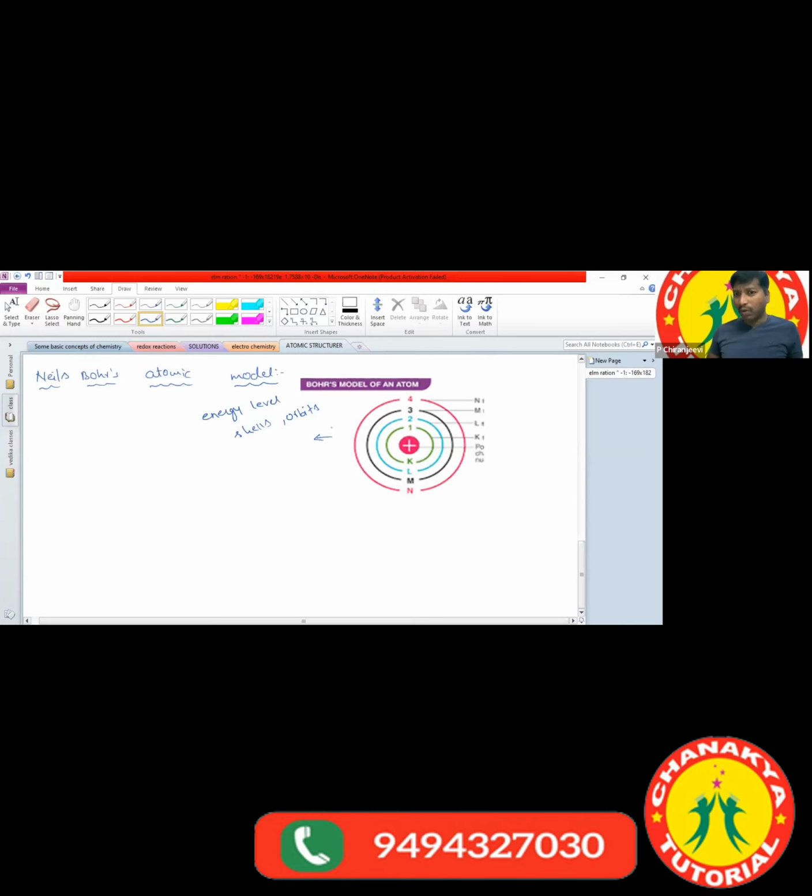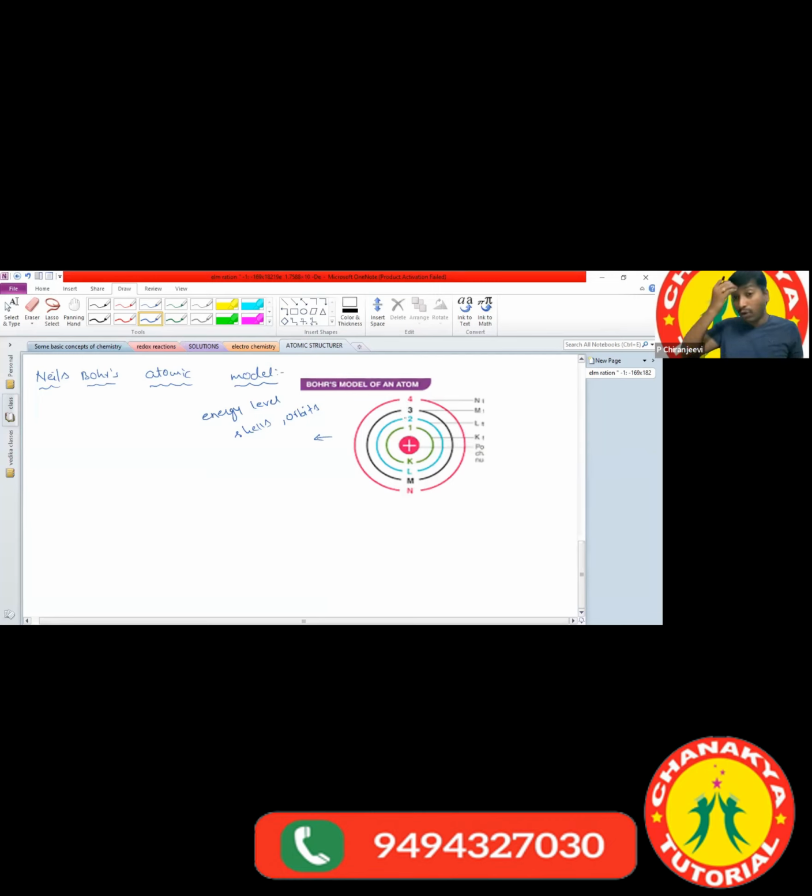Now let us see. Orbits and energy levels can be represented with alphabets, K, L, M, N, or with integer numbers, 1, 2, 3, 4. A value of 1 means the first energy level, 2 means the second energy level, 3 means the third energy level, and 4 means the fourth energy level.